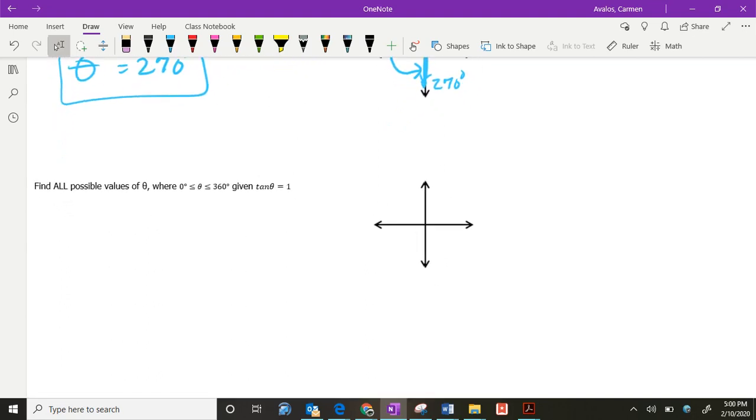Let's see. So the last one here is finding all the angles again between 0 and 360 where tangent equals positive 1. So tangent is going to be positive 1. So we have All Students Take Calculus. We know that tangent is going to be in quadrant 1. And it's also going to be in quadrant 3 because tangent is the T part. So we know that's going to be there. Now here, we're going to have the reference angle. The reference angle and the standard position angle in quadrant 1 are always the same, but it is not for all the other ones.